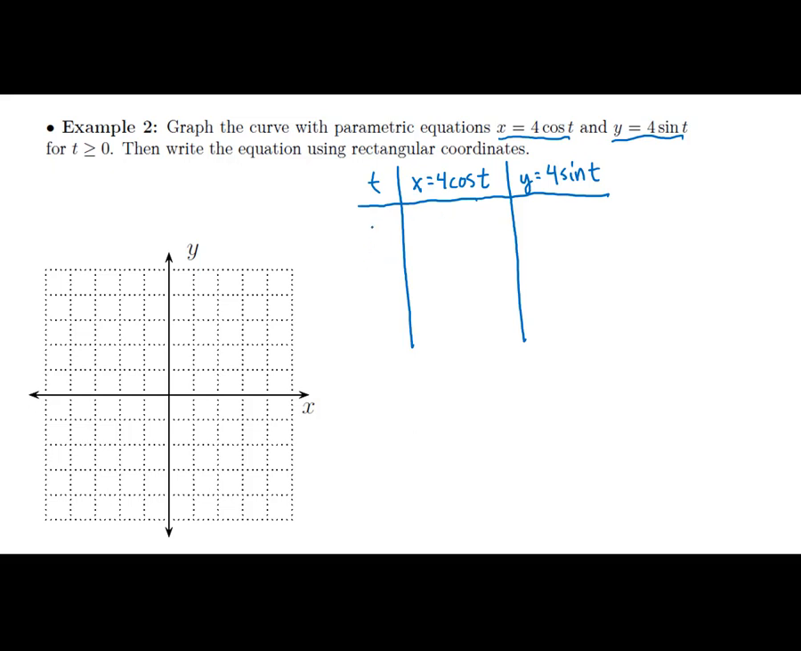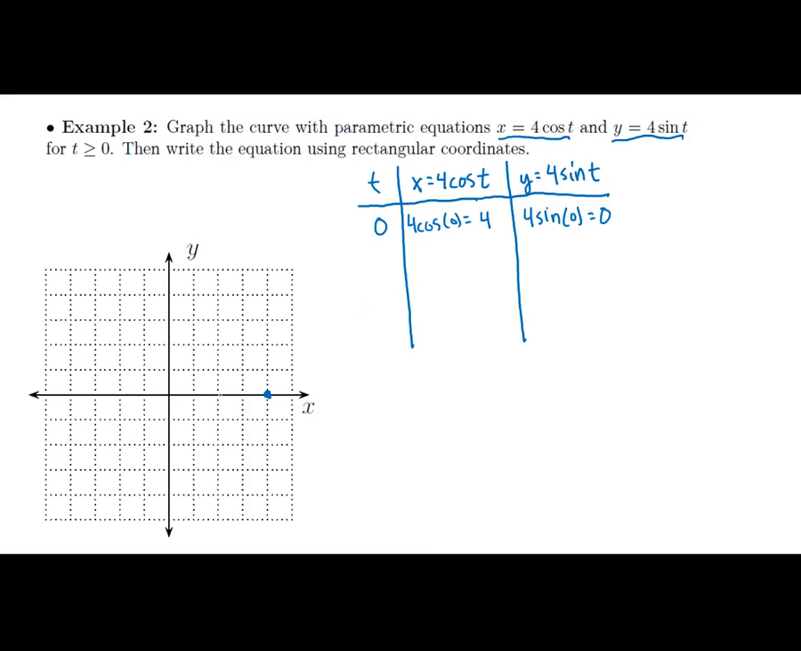Okay, so we're saying t should be greater than or equal to 0, so let's go ahead and start at 0. All right, so 4 times the cosine of 0 is 4 times 1, so that's just going to give me 4. And then I know that the sine of 0 is 0. So when t equals 0, I'm at the point (4, 0). Now I think probably what makes a lot of sense here is to go ahead and plug in special values on the circle as I go around here.